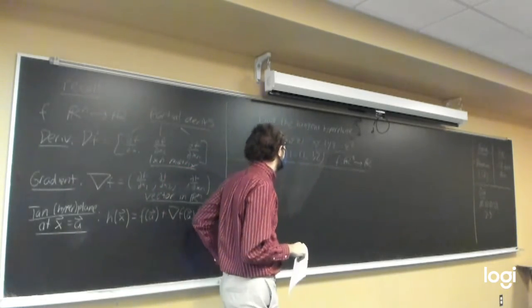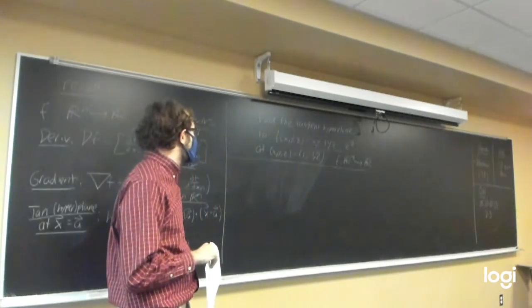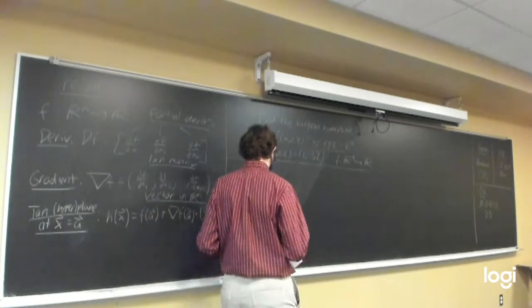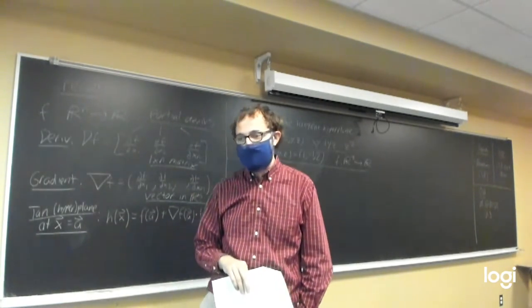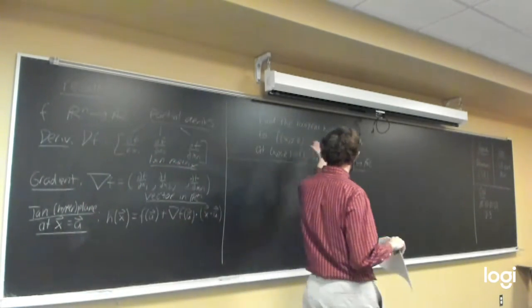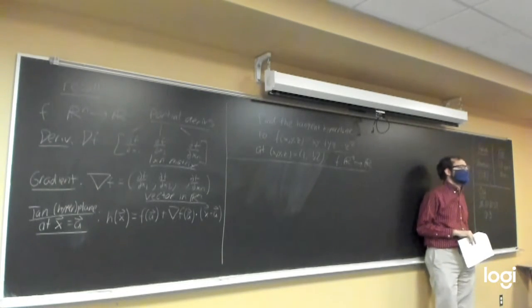So we have a function from R3 to R, which means we're going to have 3 different partial derivatives that we can find. So to start off with, yes, I'm already spoiling too much. If we wanted to find a formula for the tangent plane to this function at this particular point, what do you think would be a good first step?